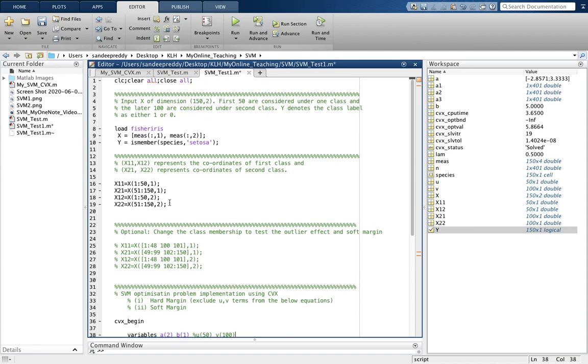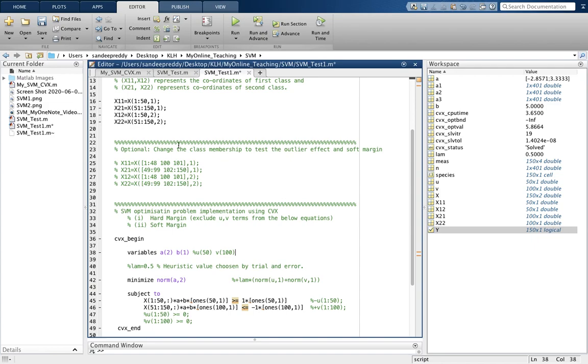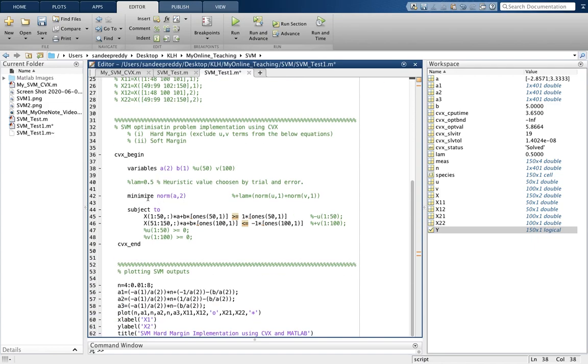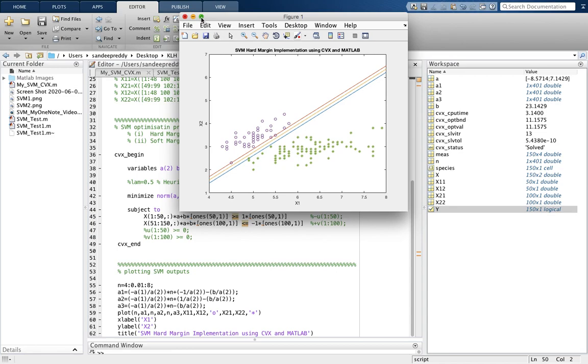I loaded the data set and have assigned it into two different classes, and here I am trying to minimize this norm subject to the constraints of AX plus B greater than or equal to 1 for the 1 to 50 data points, and AX plus B less than or equal to -1 for the rest of the 100 data points. So let me simulate this, and I'm plotting that. Let me simulate this and show you the result. Yeah, this is the result.